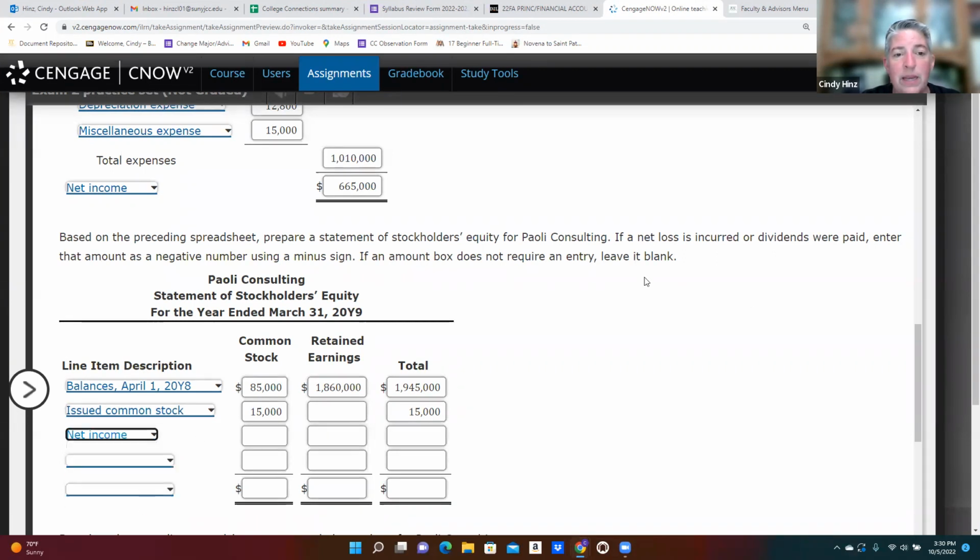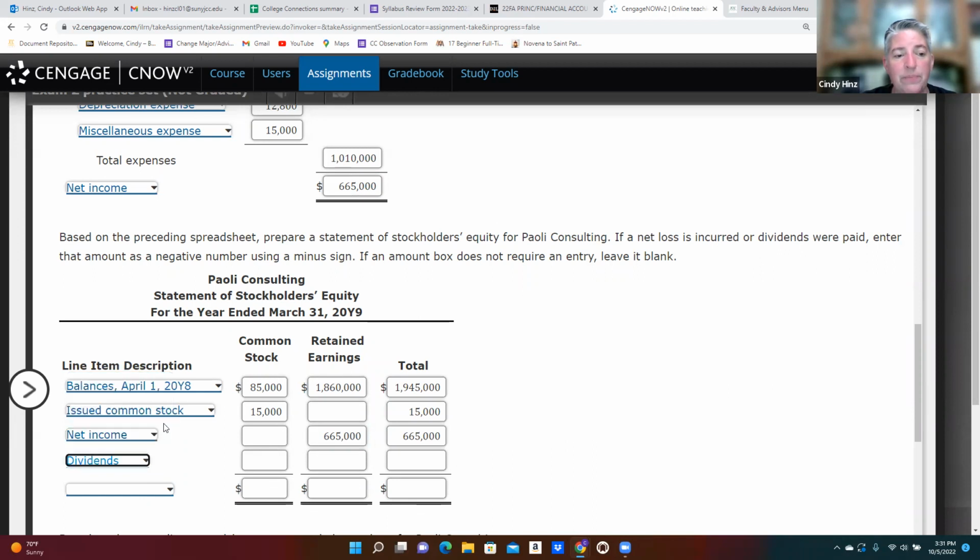We did earn some money. How much money did we earn? Well, we just calculated that here on the income statement. And as we talked about in the first exercise, when we calculate that income, we then add it to retained earnings. Making money doesn't affect our common stock, and so we're leaving that entry blank.